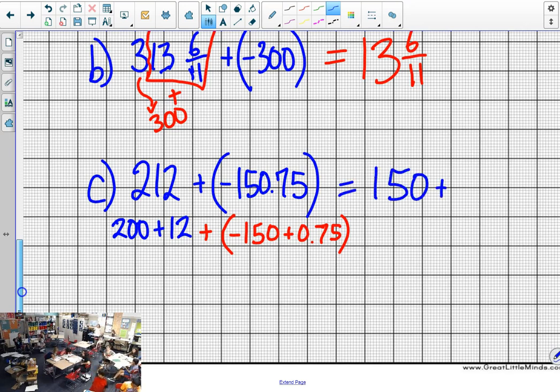And then, can I do 12 and an evil 75? Because I wrote this wrong, really. I should either have that saying plus another negative, or I should have put the negative out in front of this. So these are both evil guys, right? They're both evil quantities. So what's 12 with an evil 0.75 fighting with it?